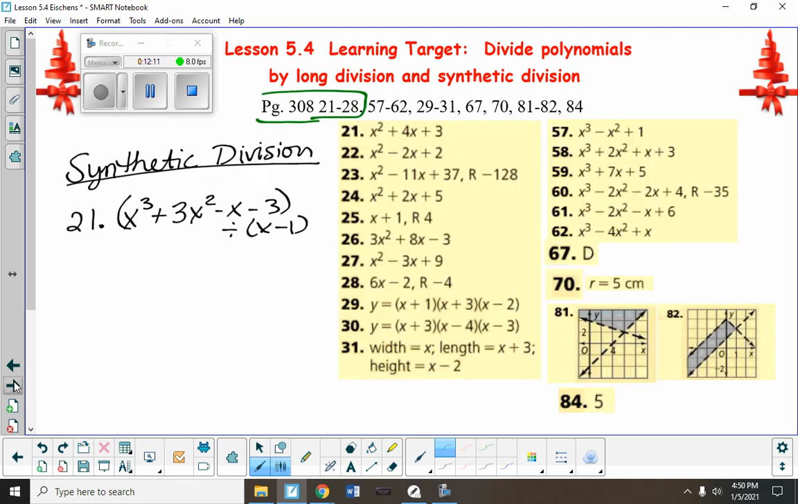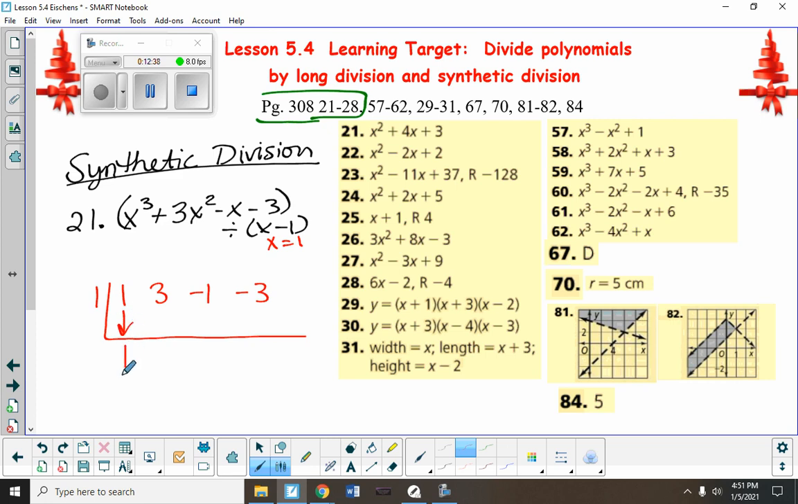All right, let's do the next problem. This is number 21. This is in your assignment, and it says use synthetic division. Now, you could use long division, but you can use synthetic also, which is going to be easier. So the factor is x minus 1. So x equals +1 if you set that equal to 0. So +1 is what we're going to put in. So then we have 1, 3, -1, and -3.